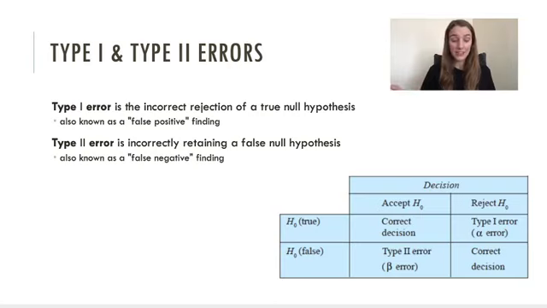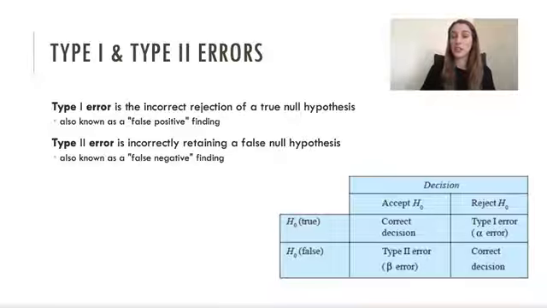So we see this in our statistical decision making. Sometimes we will reject a null hypothesis when it's actually true. We'll say that there's an effect when there's not. This is known as a false positive, right? A type 1 error. A type 2 error is the opposite. That's incorrectly retaining a false null hypothesis, so saying that there's no effect when there actually is.